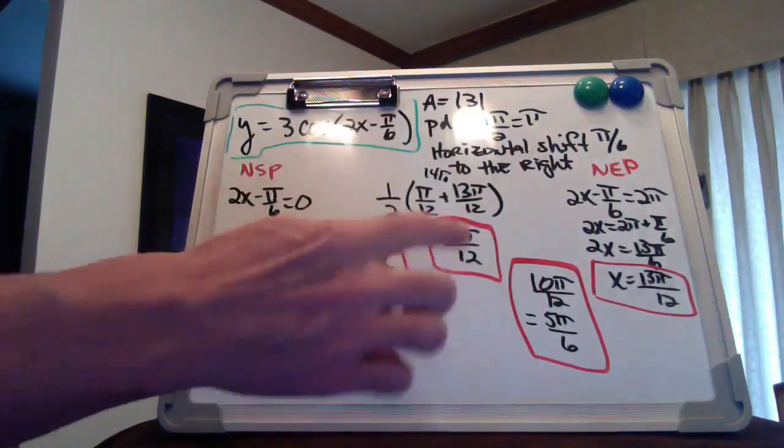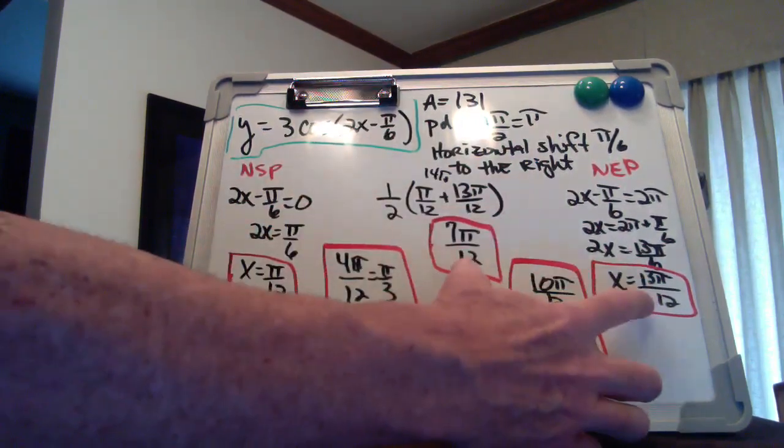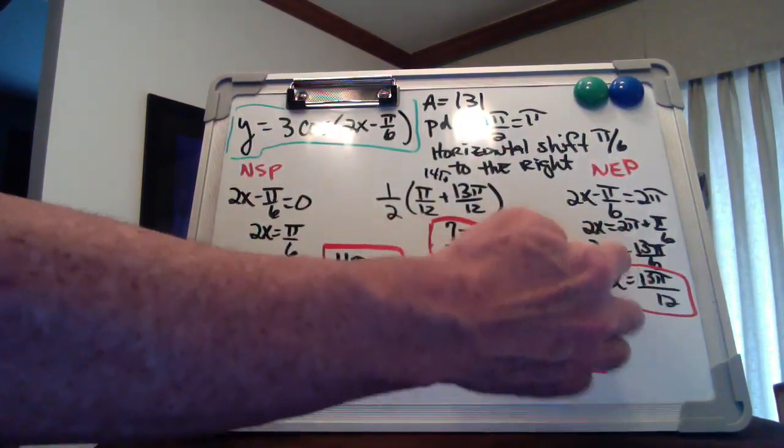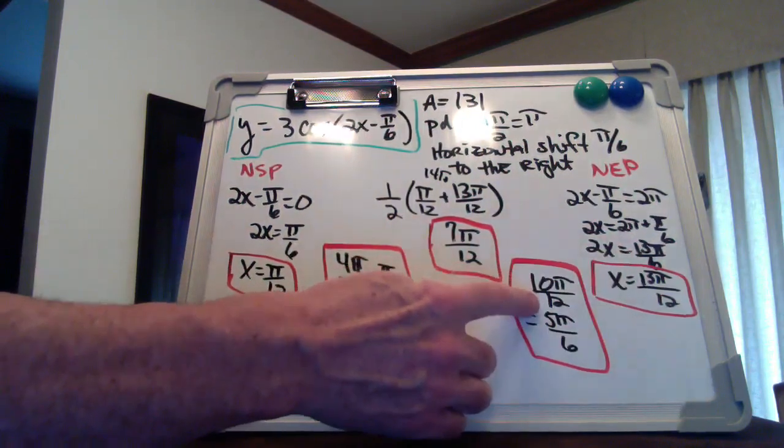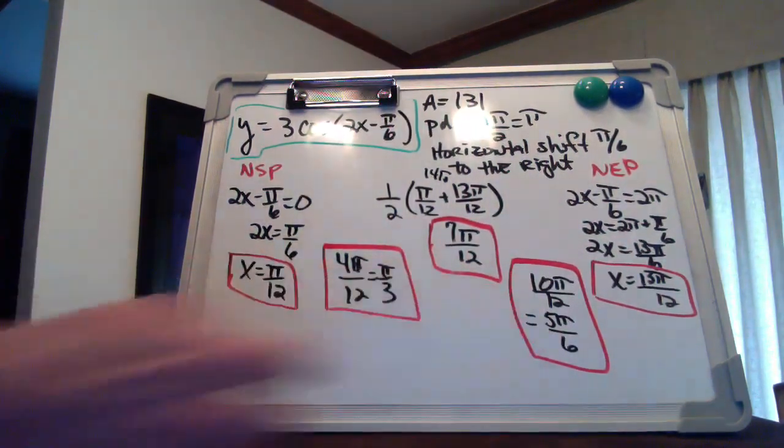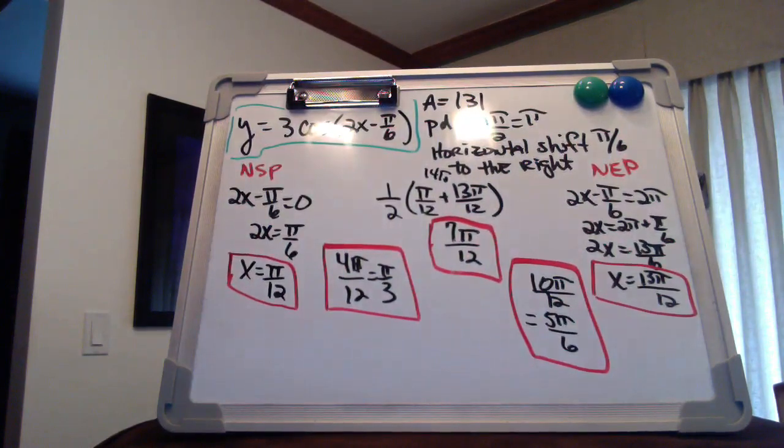I'm sorry, I said that wrong. Let me say that again. Let me back up. If you add these up, you get 20 pi over 12 multiplied by 1/2. You get 10 pi over 12. And if you want to reduce it, you can reduce it to 5 pi over 6.